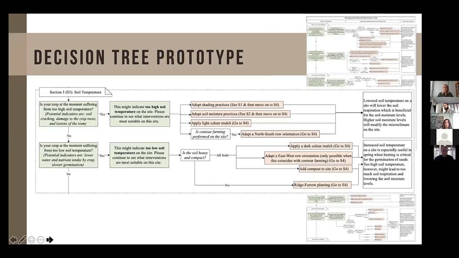Here's the zoom in on one aspect of the tool, on soil temperature. In the green boxes, first the problem is determined. And here we use several indicators. This is really focused on agriculture. You should mention that as well, because of course microclimate can also be managed outside agriculture. But this is more to show how such a tool works.